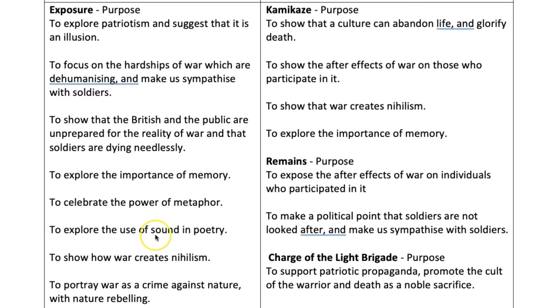It's also really interested in the sounds of words in poetry. You'll have to go and watch my video on Exposure to see what I mean there. But the lines are rich in sound and it's important to be read out loud. He wants to show that war creates a sense of nihilism, a sense that life is pointless and without meaning. And he also portrays war as a crime against nature. It's totally unnatural, which is why nature starts to rebel against them and attack them, as though they're invading nature through their man-made war.